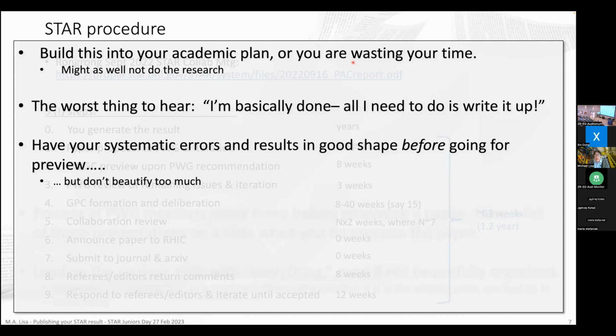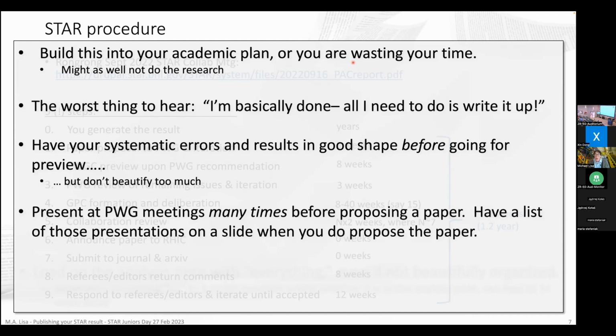I would say, in terms of advice, have your systematic errors and results in good shape before going in for that step 1. Don't beautify it too much, but have them in good shape, because sometimes I must say, when you have the first preview by the physics working group, sometimes it seems like questions are asked just to shoot the damn thing down. Like, oh, you don't have that plot in your analysis note? Okay, go back. We'll see you in a couple of weeks. So just load it up with everything. Okay, it doesn't have to be gorgeous.